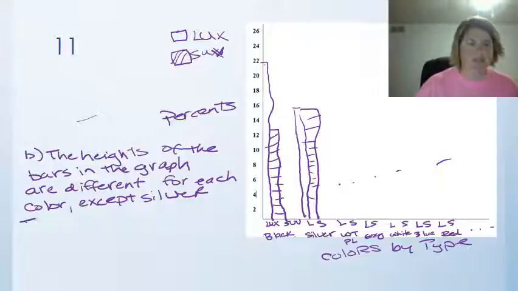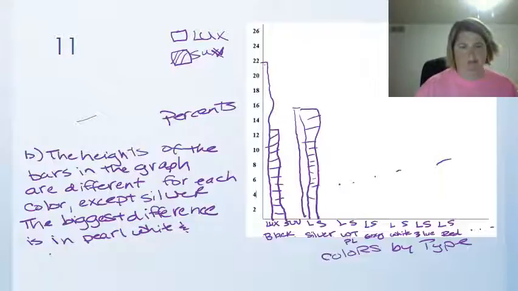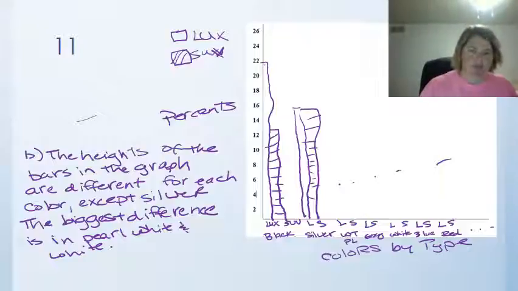The biggest difference is in pearl white and white. So we try to use these comparison words like the biggest difference, or they're different except for the two that are the same, so that we can differentiate and describe the graph.